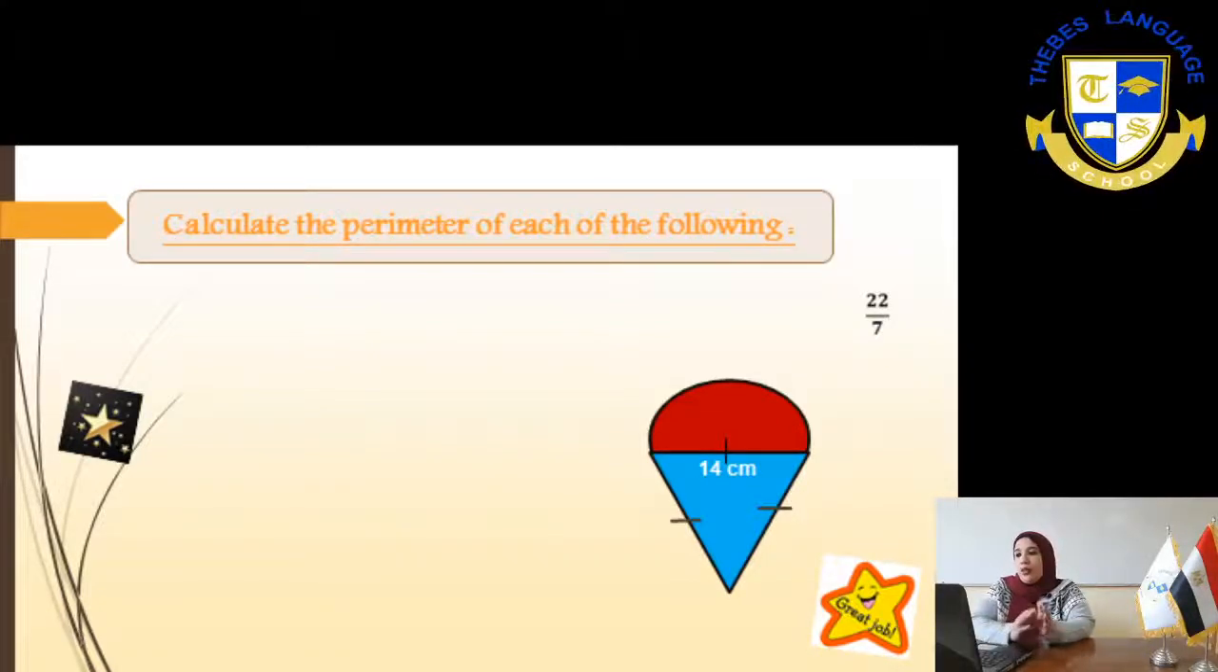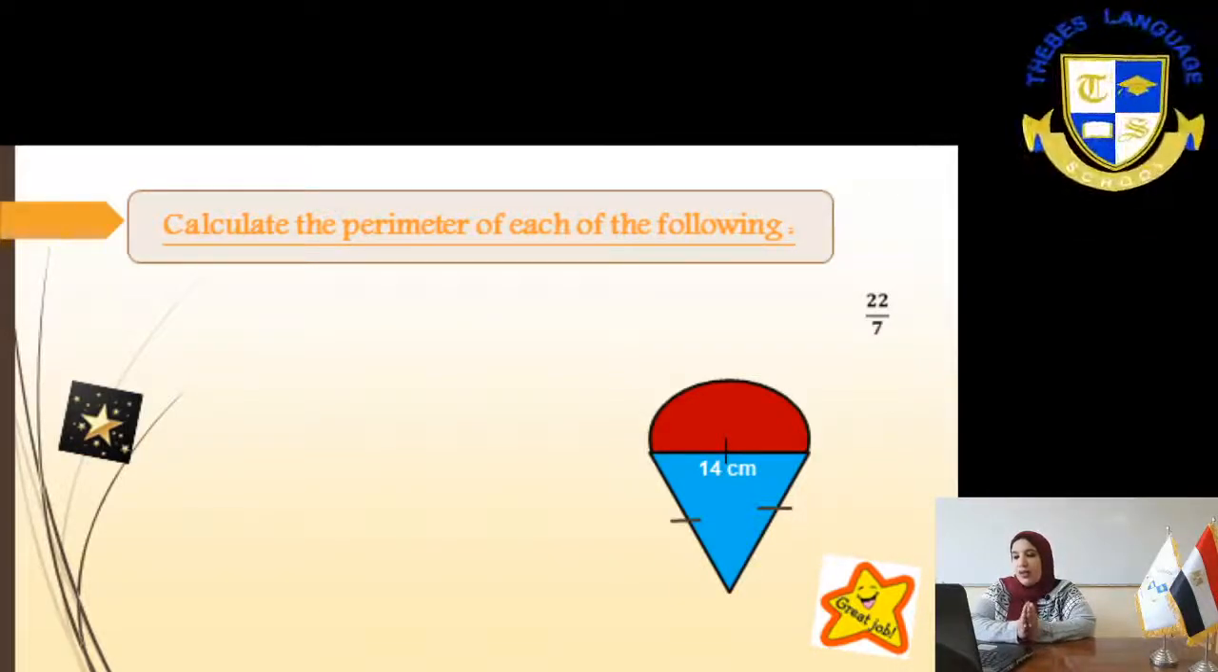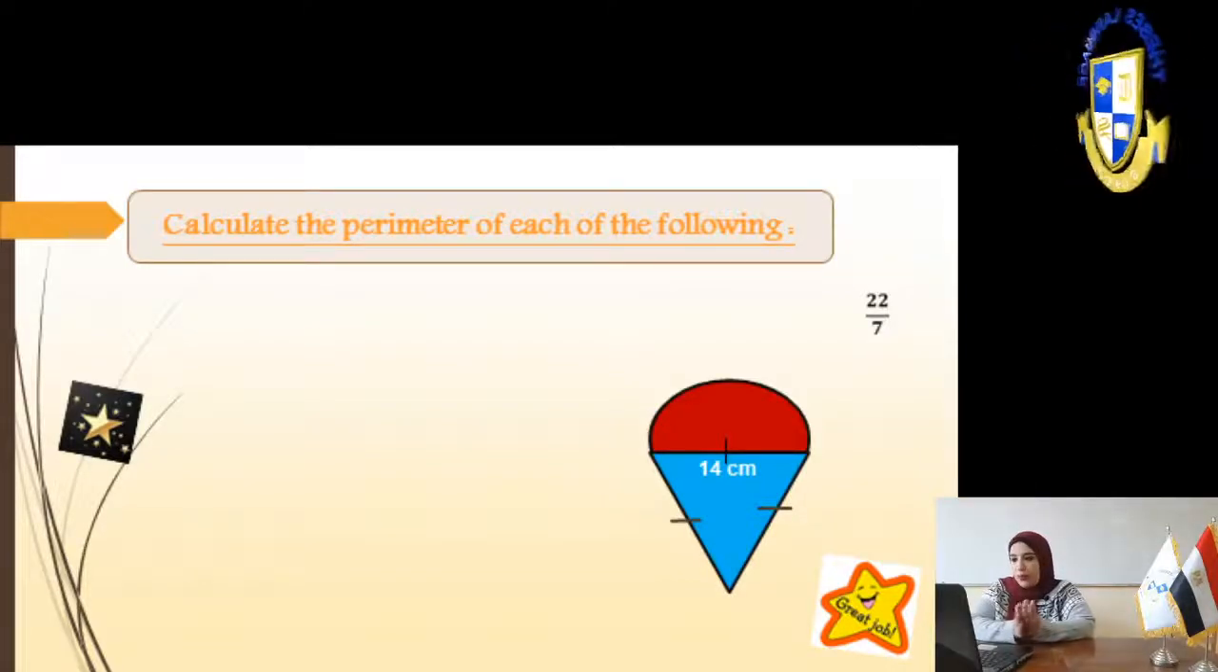Now, he asked you to calculate the perimeter of the following figure. Here you have a half circle up in red color. Also down you have a shape of a triangle or something like this. He asked you to calculate the perimeter. Perimeter means the outside boundary. So you will get the length of the half circle and then the length of the two sides, which make this cone.